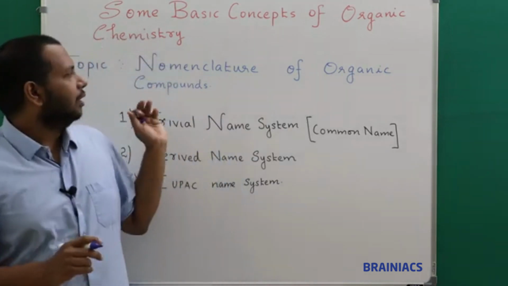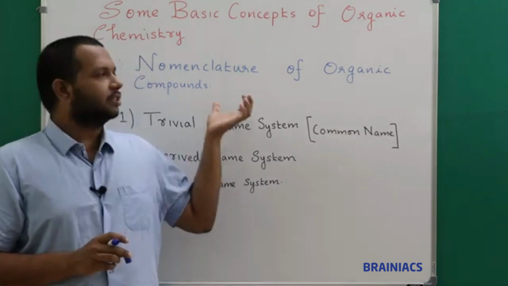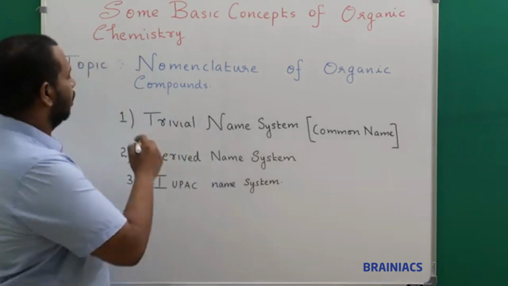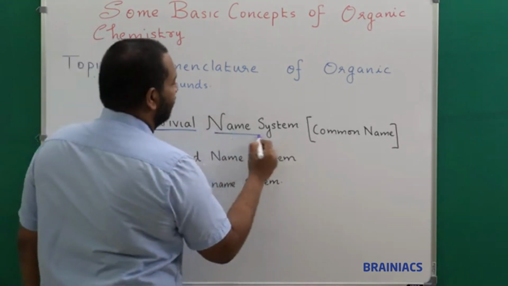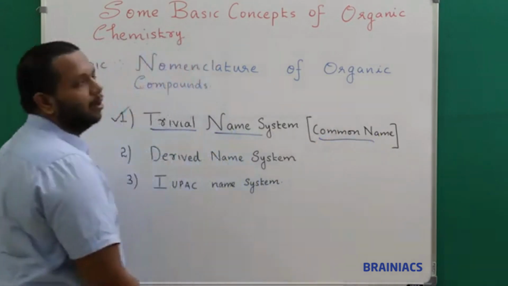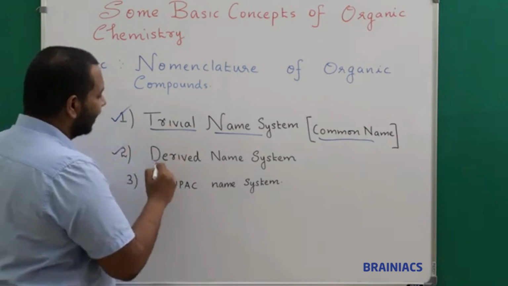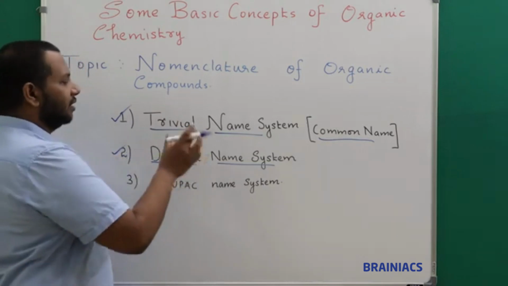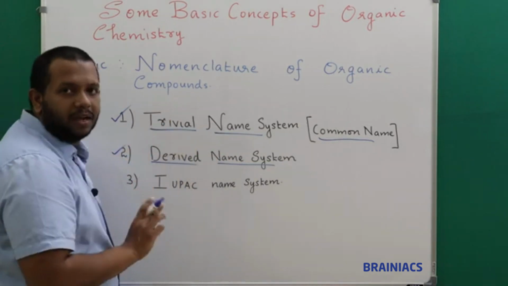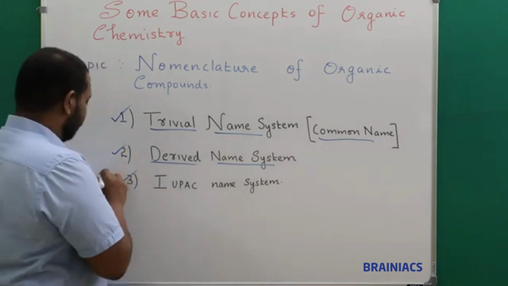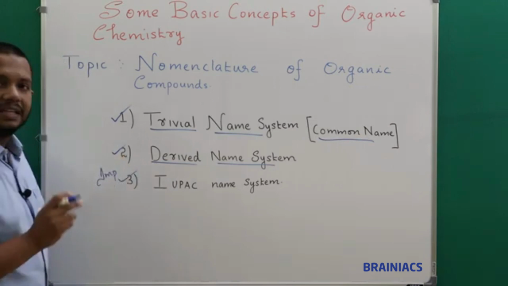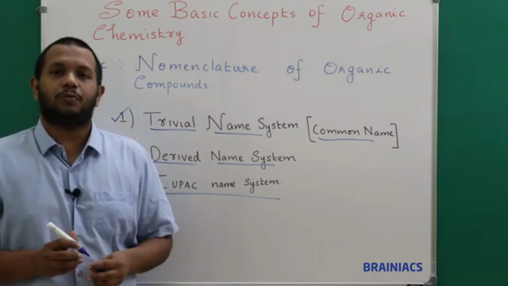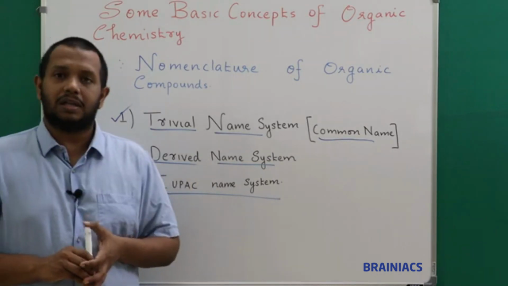Generally, if you try to learn nomenclature, meaning naming of organic compounds, we have three main systems. The first system is called the trivial naming system, and it is also called common names. The second one is called derived names. Okay, these two are different. So the first one is the trivial naming system, and the second one is called the derived naming system. And the third one, which is the most important, is the IUPAC nomenclature or IUPAC naming system. IUPAC, you know the full form, International Union for Pure and Applied Chemistry.